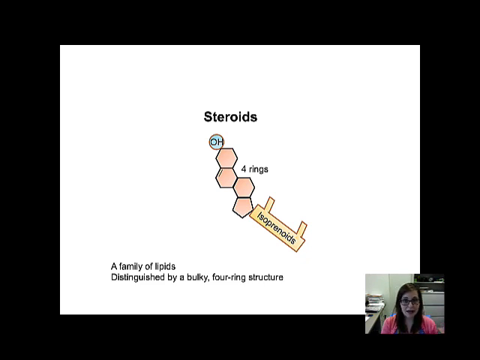And then the last category of lipids we're going to talk about are steroids. And steroids are a large family of lipids, and they're distinguished by the following things. They have this hydroxyl group here, that's that functional group that makes things polar, and then they have this characteristic bulky four-ring structure. So here's our rings, 1, 2, 3, 4. So it's pretty obvious when you're looking at a steroid because of the rings. And then it has this isoprenoid tail, right, that branched lipid.